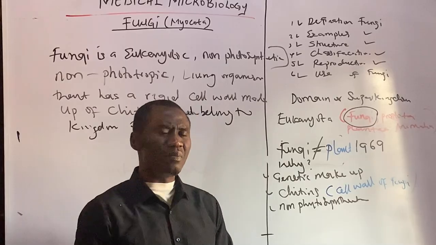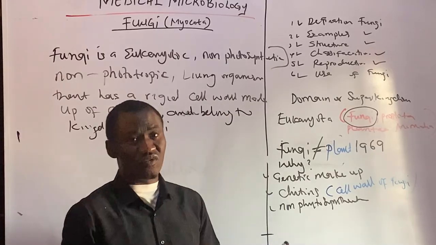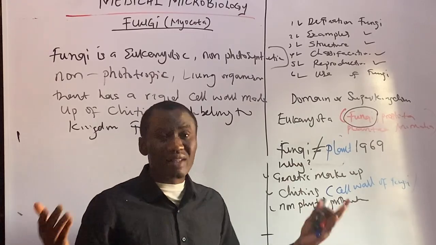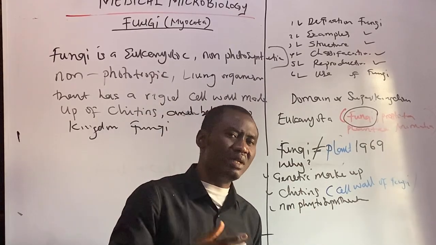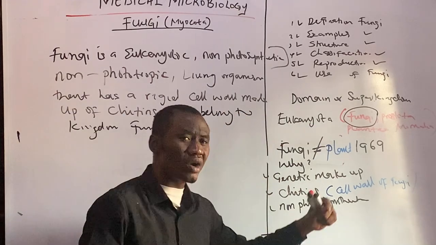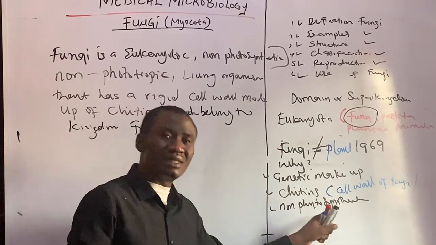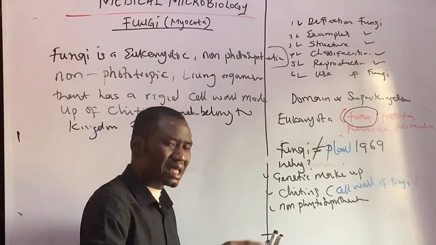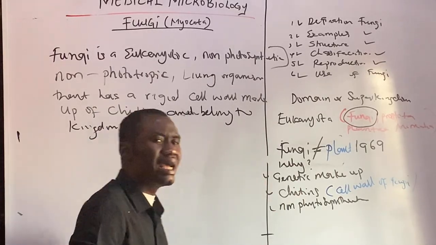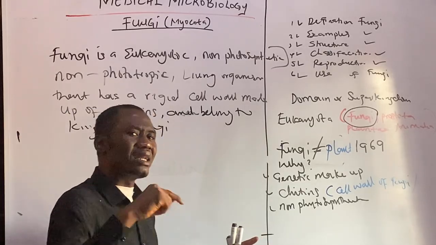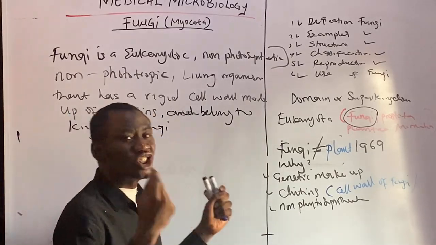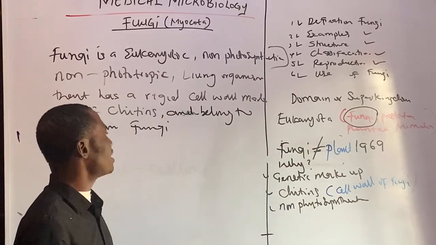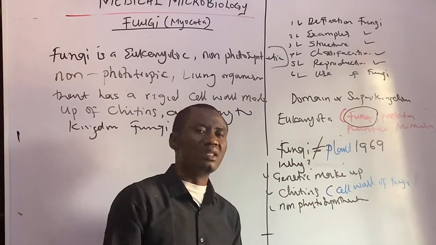Through the characteristics or features of fungi, we can actually define fungi. You can use other characteristics to define fungi, but more probably, just say fungi is a eukaryotic organism, we know that. It's non-photosynthetic, that's what differentiates it from plant. It is non-phototropic, which means it doesn't respond to light. And it's a living organism that has a cell wall made up of chitins, not cellulose like the plant. And it belongs to the fungi kingdom.